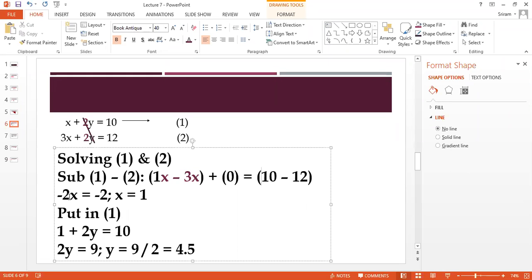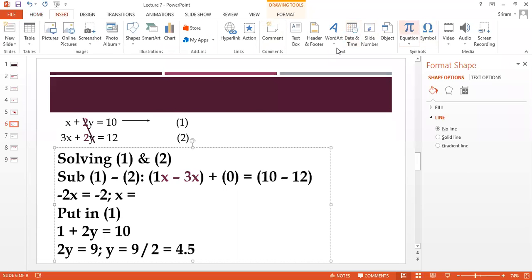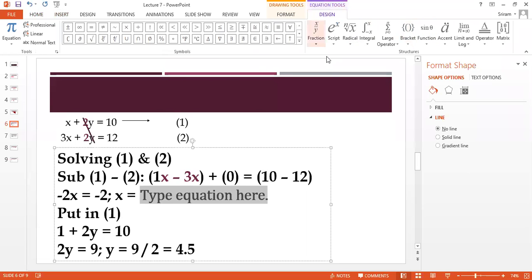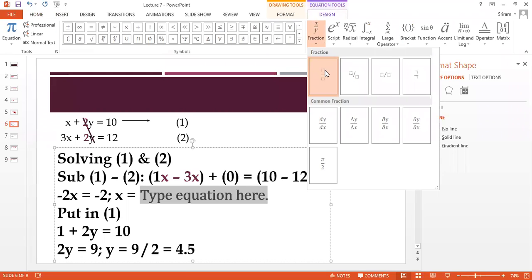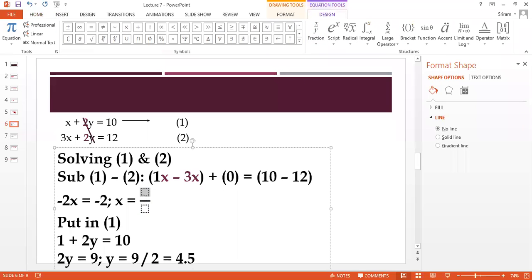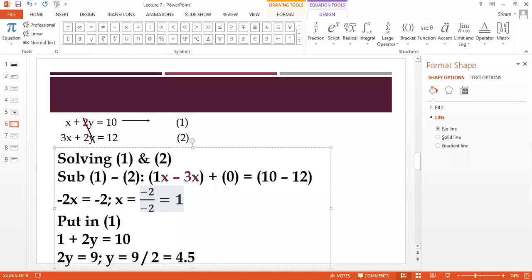So I'm going to check what is the value of x. Here I'm having minus 2. X is equal to minus 2 over minus 2, isn't it? So minus 2 divided by minus 2 is equal to, what is the value? This is 1.